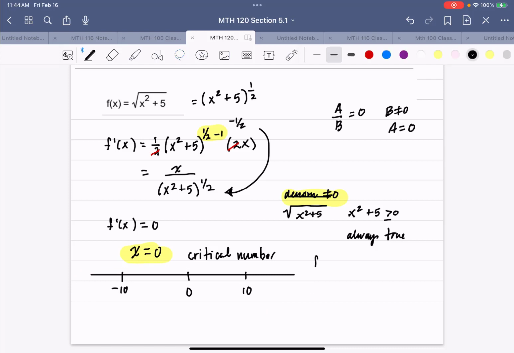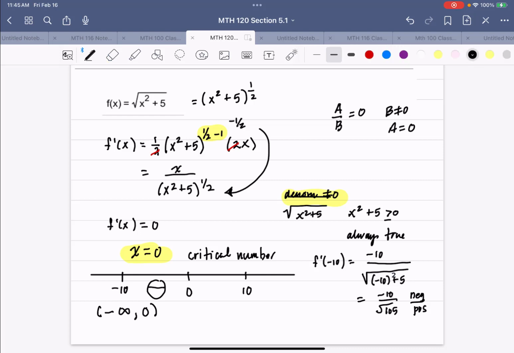When we do f prime of -10, we get -10 divided by the square root of -10 squared plus 5. That's -10 divided by the square root of 105. So that's a negative over a positive. So in this region, we have a negative. That's from -infinity to 0.